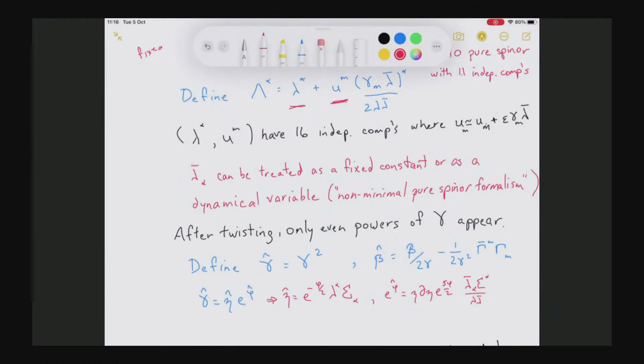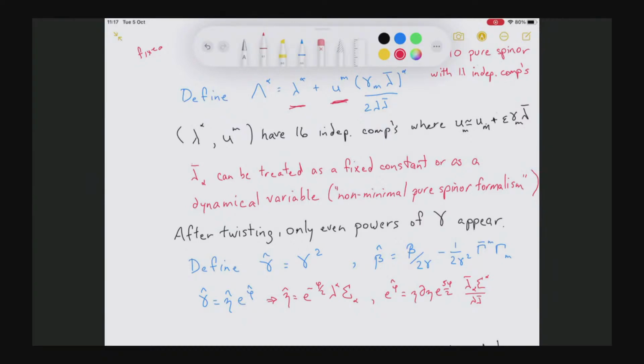Then after doing the twisting, essentially, since all the fields are integer except for the beta gamma ghosts, you know that the beta gamma ghosts also have to appear in integer combinations, which means that only even powers of the gammas appear. So we're going to now define gamma hat to be equal to gamma squared. Of course, gamma had conformal weight minus a half, so gamma hat will have conformal weight minus 1.